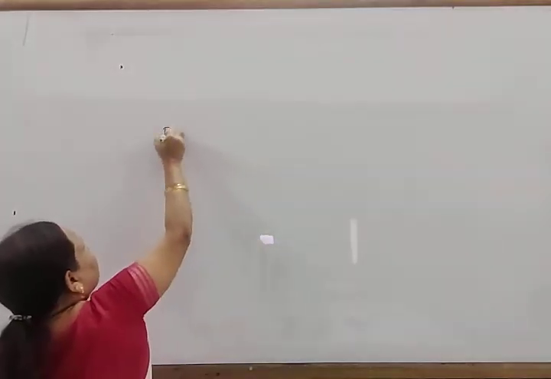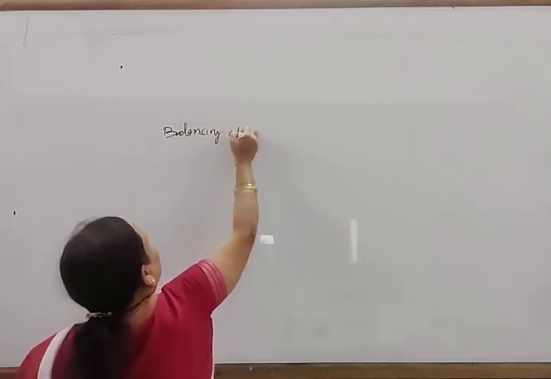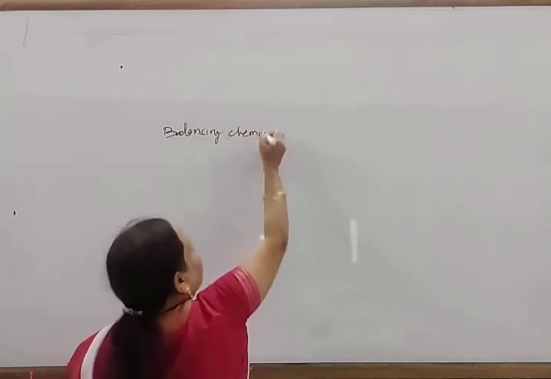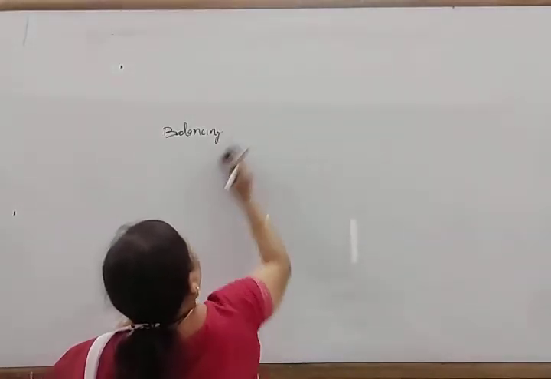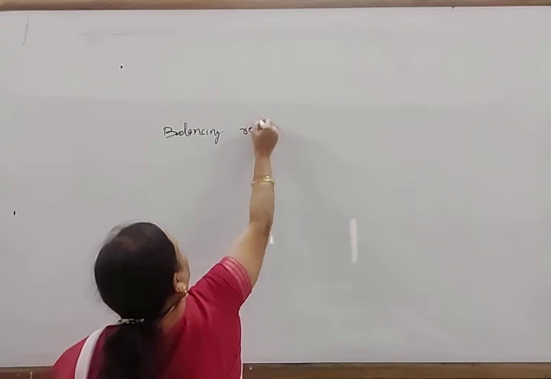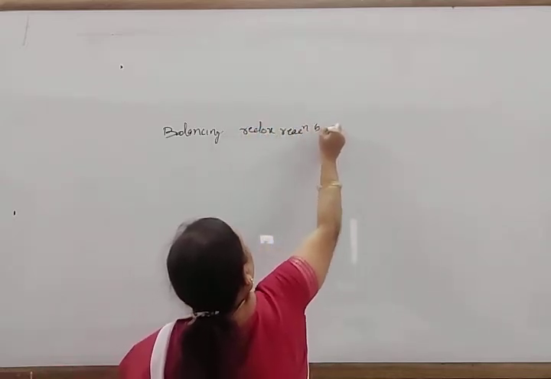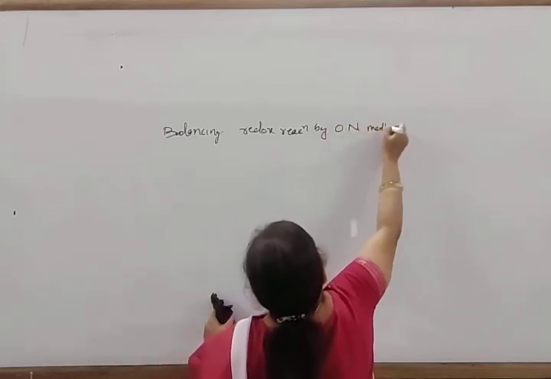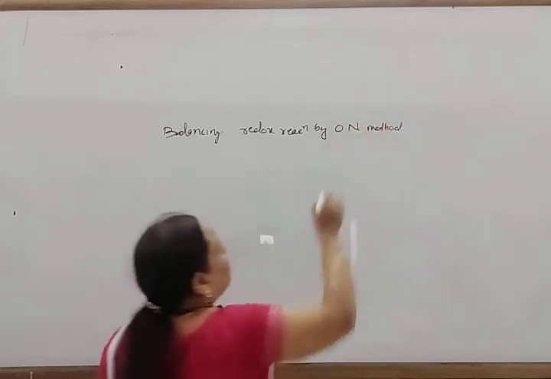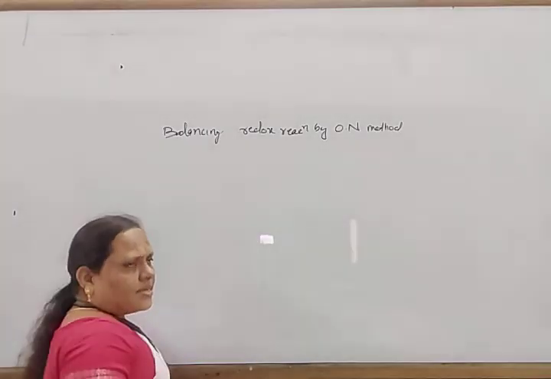Balancing redox reactions by the oxidation number method. First write down the skeletal equation.